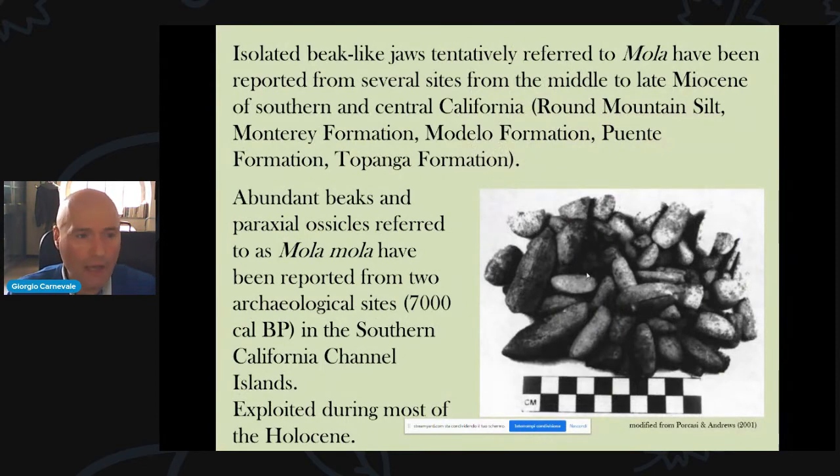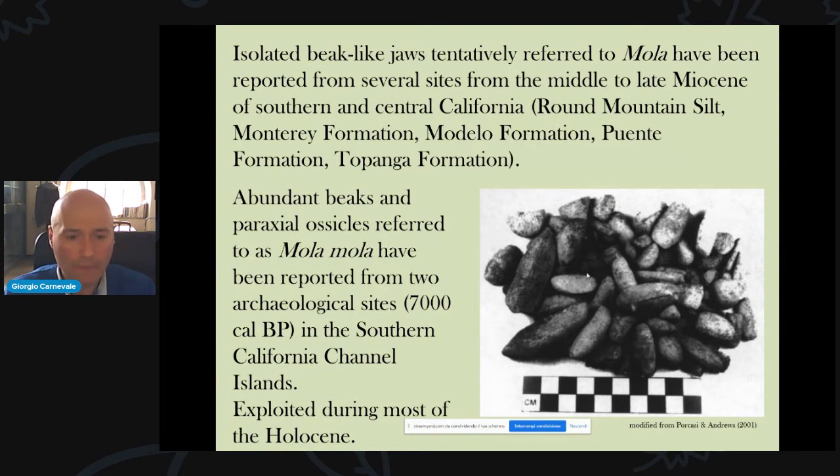Other isolated beak-like jaws referred to Mola have been reported from southern and central California, primarily from the Monterey, Modelo, and Topanga formations, but have never been described in great detail. So we know that they exist, but they have not been well described to date.